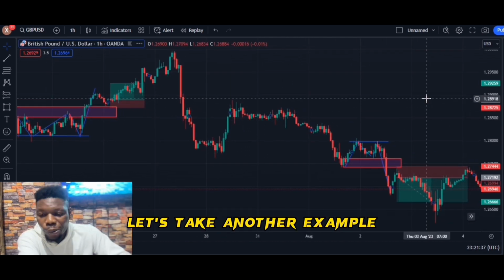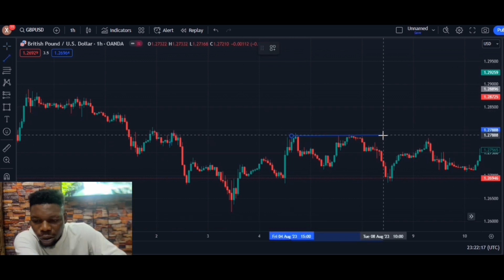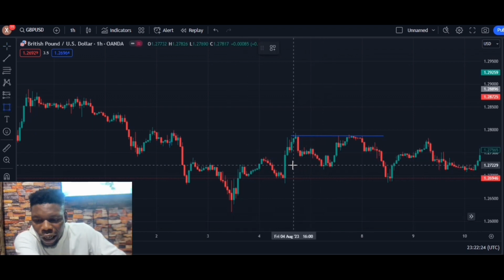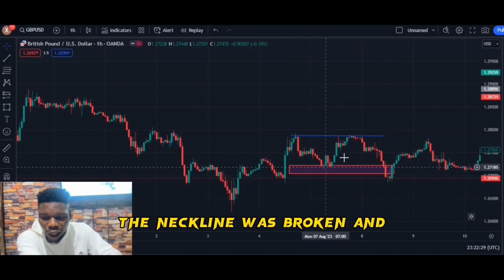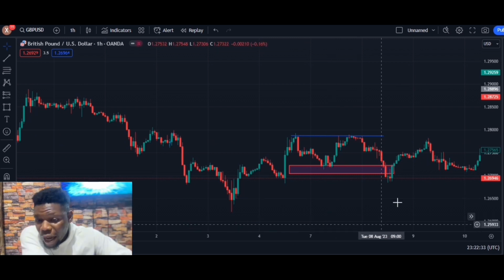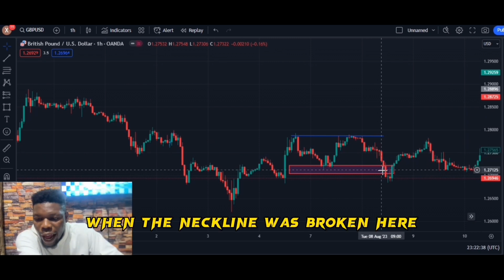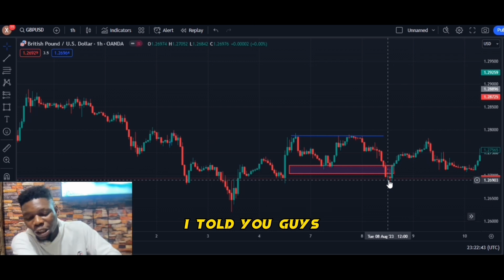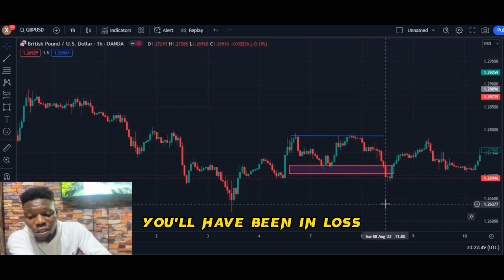Let's take another example. We have another example here. We had equal highs here. Then this is the neckline, and it was broken. Let's identify the neckline. The neckline was broken. That's what we can see here. If you look at the majority of traders, when the neckline was broken here, they'll have got into the trade. I told you guys, if you didn't wait for the retest, you will have been in loss.